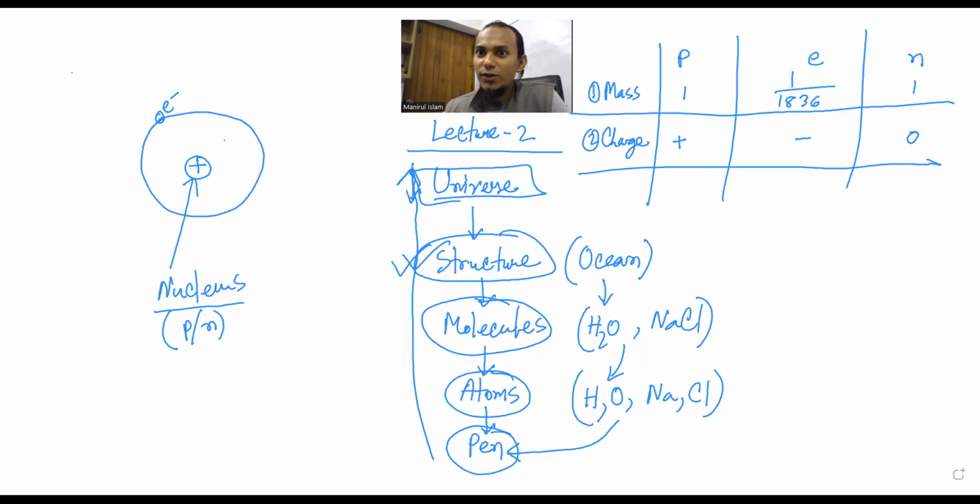Okay. So for this box, how many marks are you getting from the past paper? 3. So if you can remember 1 divided by 1836, you will write that. Otherwise, you will write 1 divided by 2000 if they ask. But what you really need to understand is that protons are positively charged, electrons are negatively charged, and neutrons do not have any charge. Now, without looking, can you tell this? Protons are positively charged, neutrons are negatively charged. Sorry, neutrons are neutral.